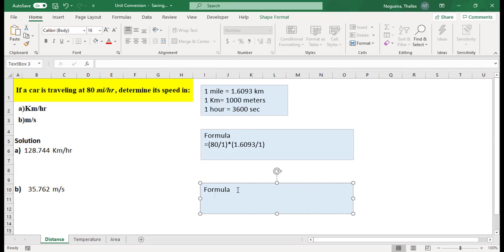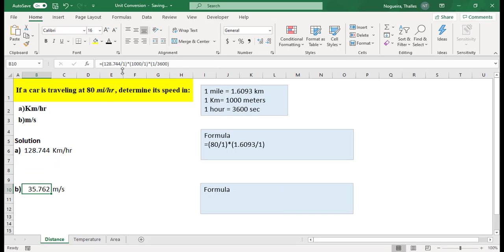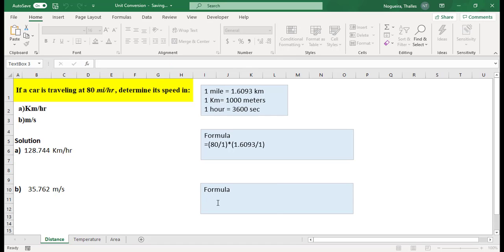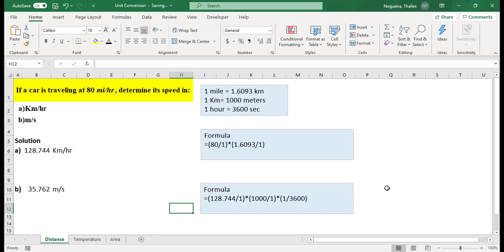And I will also plug in here the second formula so you can copy. Okay, I hope this makes sense and you guys can understand.